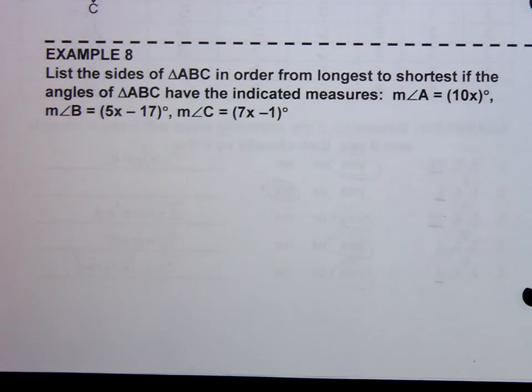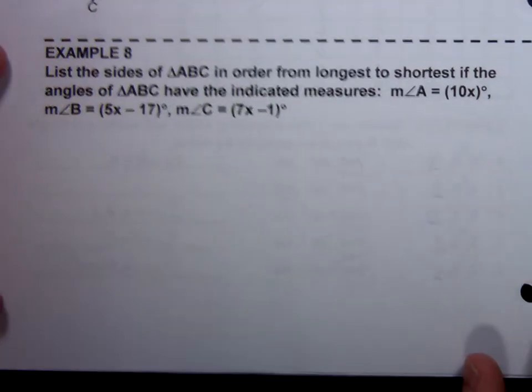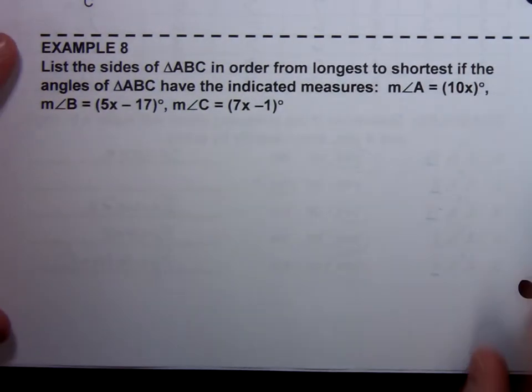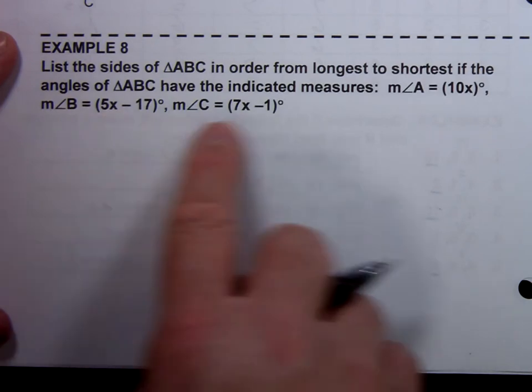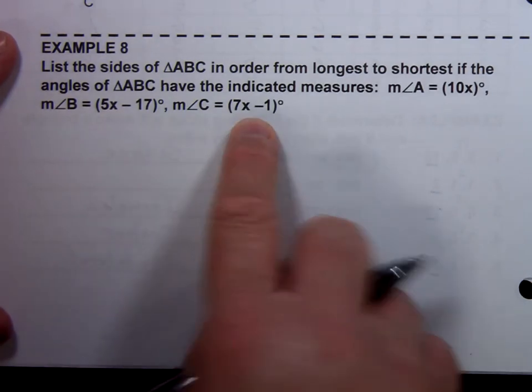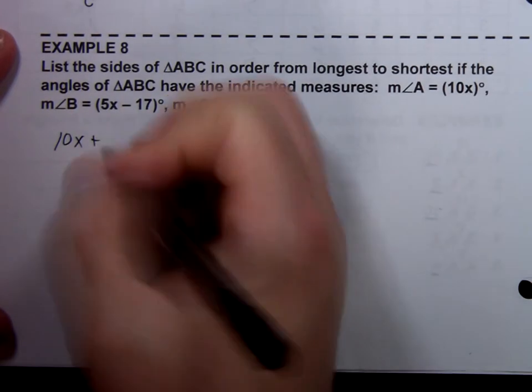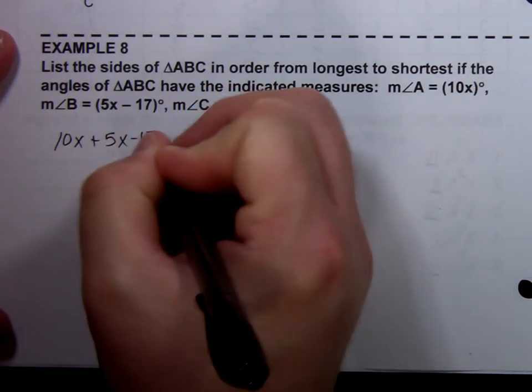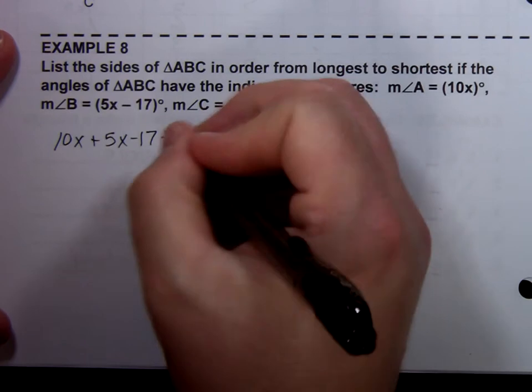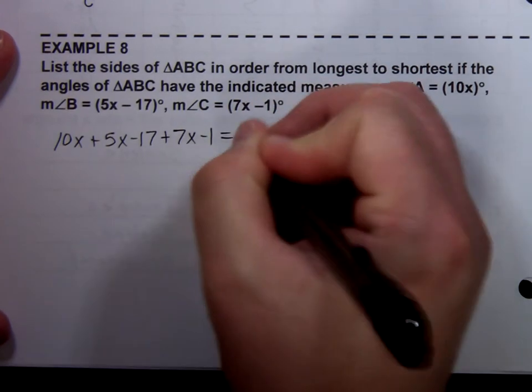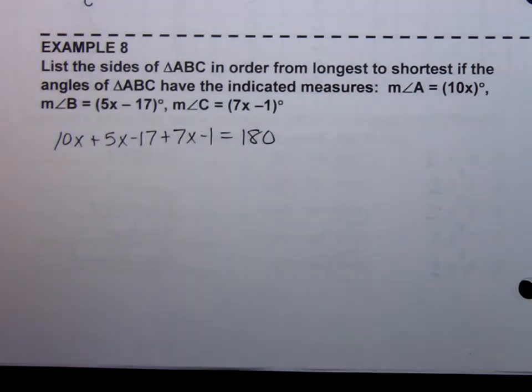Well, the first thing I need to do is figure out what these angles are. So what do we know about the three angles in any triangle? We know that they add up to 180. So I'm going to add all three of these angles together and set it equal to 180. So I got 10x plus 5x minus 17 plus 7x minus 1. Once I add all three angles together, it should add up to 180.